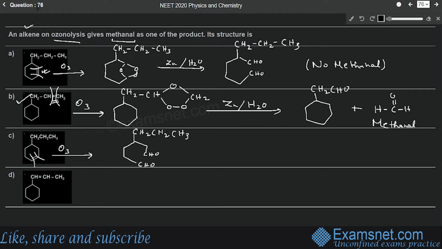So again, no methanol is formed. So this is also not correct. And the last one will be similar to the second one. But here on this side we have two carbons, so ethanol will be formed instead of methanol. Okay. So the final product will be what?